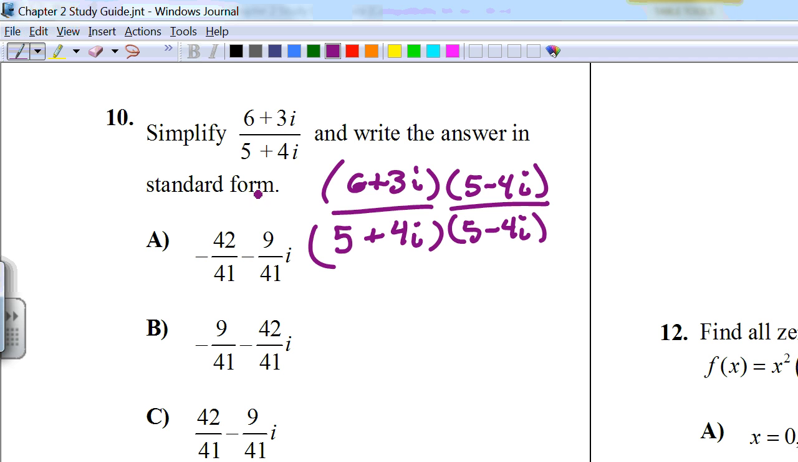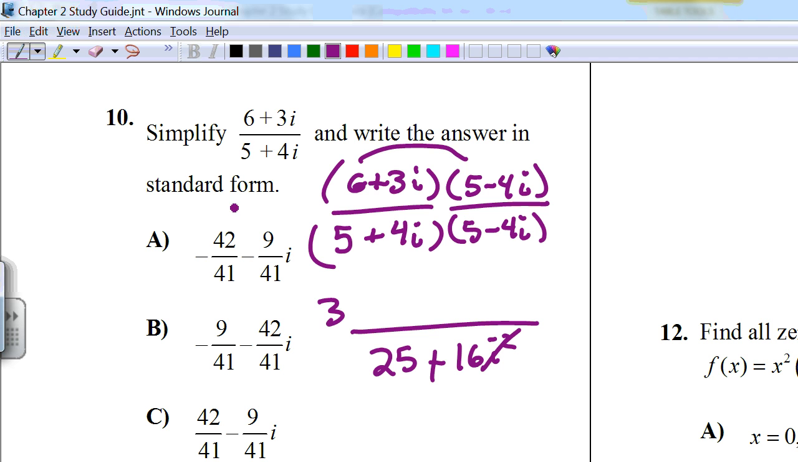Alright, now when we FOIL the bottom, we get a difference of squares, which is 25 minus 16i squared. But i squared is negative 1, turning that negative 16 to a positive 16. Our numerator, when we FOIL, we get 30 minus 24i plus 15i minus 12i squared. But i squared becomes a positive. All right, now we're going to simplify this.